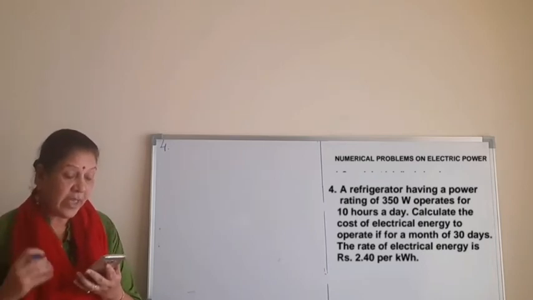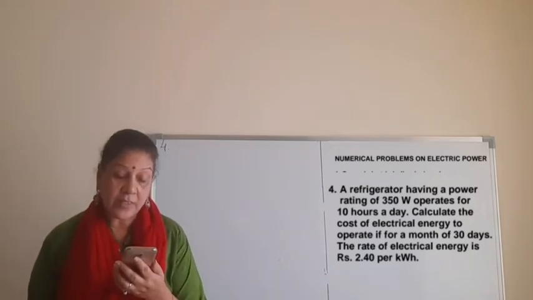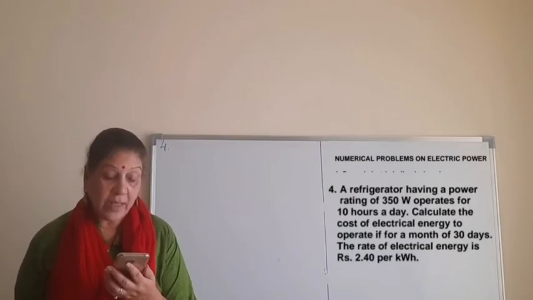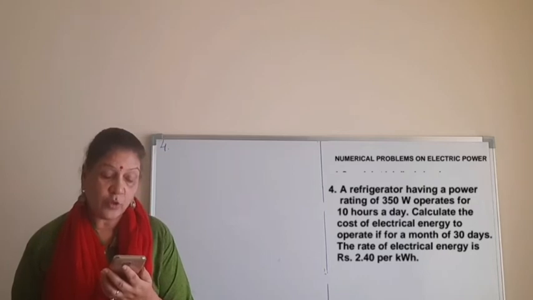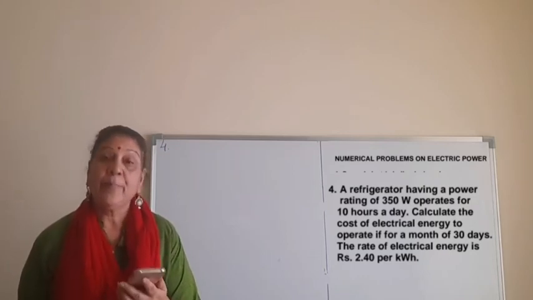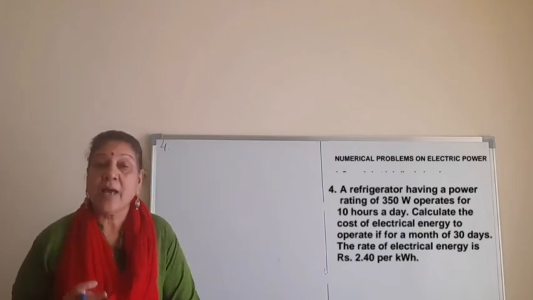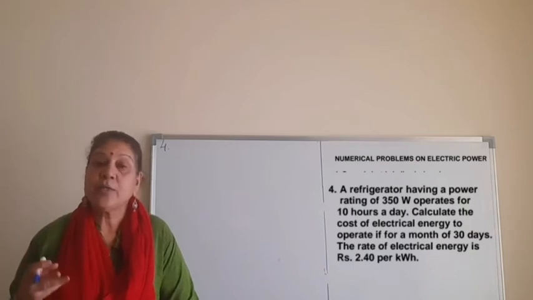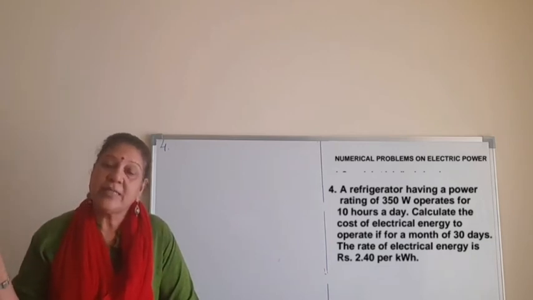a refrigerator having a power rating of 350 watt operates for 10 hours a day. Calculate the cost of electric energy to operate it for a month of 30 days. The rate of electric energy is rupees 2.40 per kilowatt hour. In the previous class, I discussed that 1 kilowatt hour is considered to be 1 unit of electrical energy, and kilowatt hour is the unit of electrical energy. So n kilowatt hour will be considered as n units.